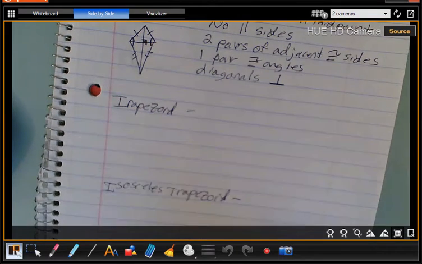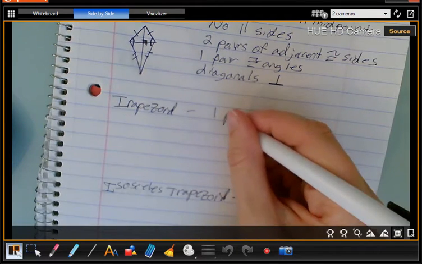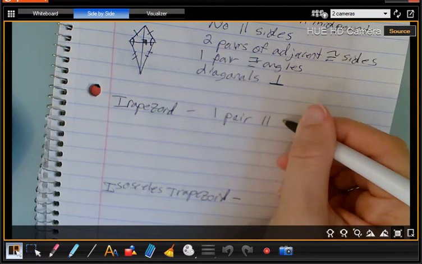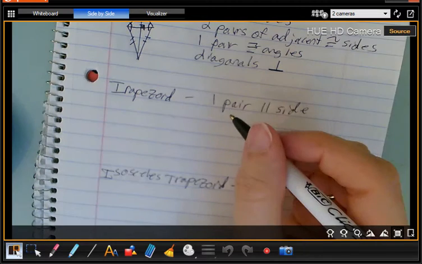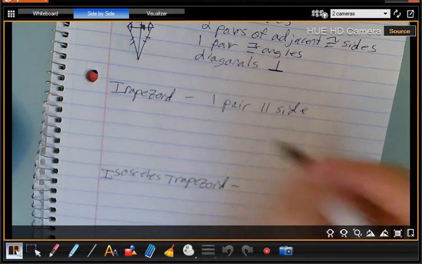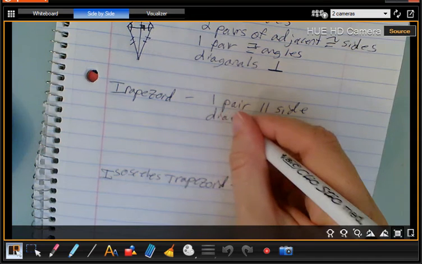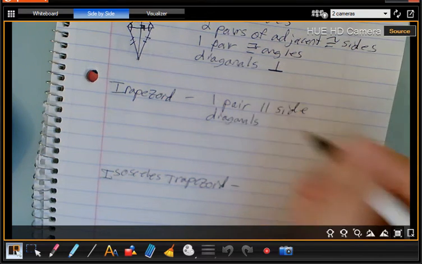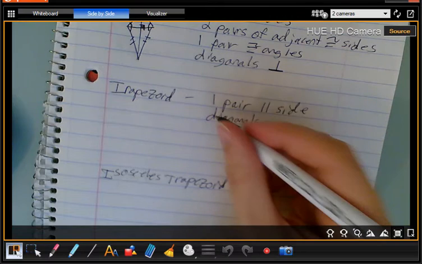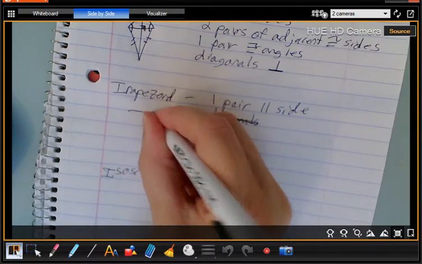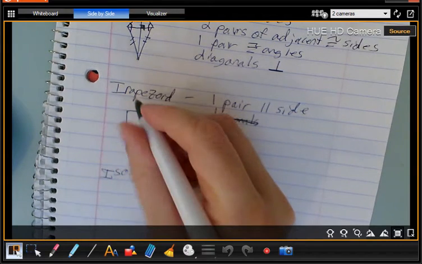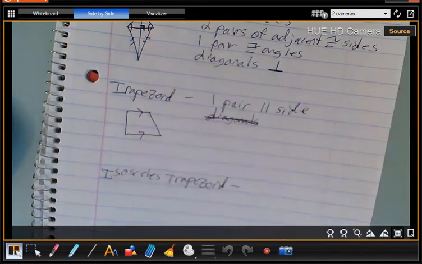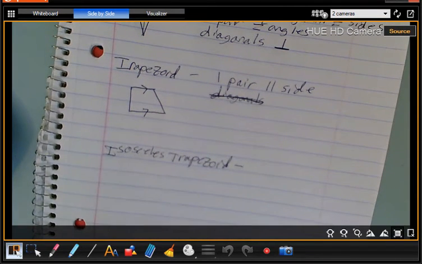Okay, trapezoid. A trapezoid has one pair of parallel sides. Remember that little stripes symbol means parallel. And the diagonals don't do anything for a trapezoid. This is what a trapezoid looks like, just a regular trapezoid. These two sides are parallel. The others aren't. Now, an isosceles trapezoid is a special kind of trapezoid.